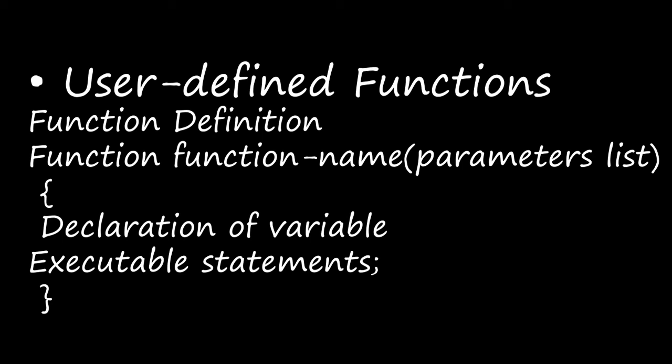Okay, you can just give some name for that function. You'll give the word function and then the function name, and then inside the brackets whatever parameters are there, we'll mention that parameter list there. The declaration of variables and all the other executable statements will be there inside the body of the function. Okay, this is the function body part.